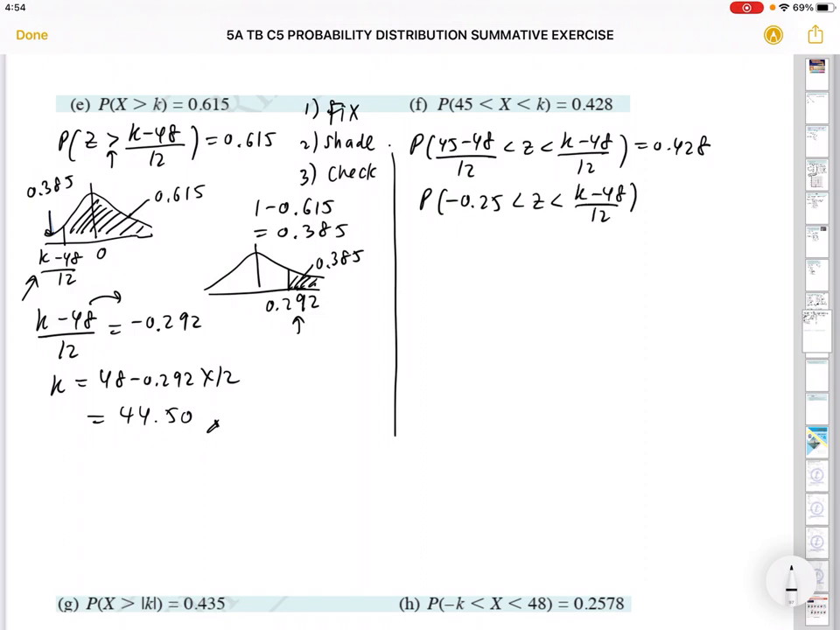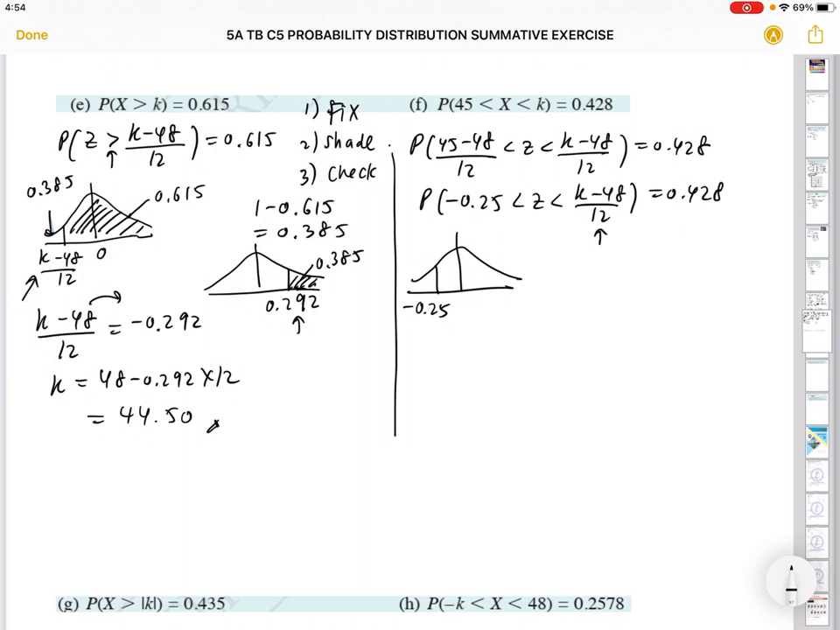Again I want to do a rough sketch. So I'm doing a sketch like this. I know negative 0.25 should be on the left. Now here's a question, and some people may say, shouldn't this be on the left? I know it's not going to be on the left because negative 0.25 is very close to 0.